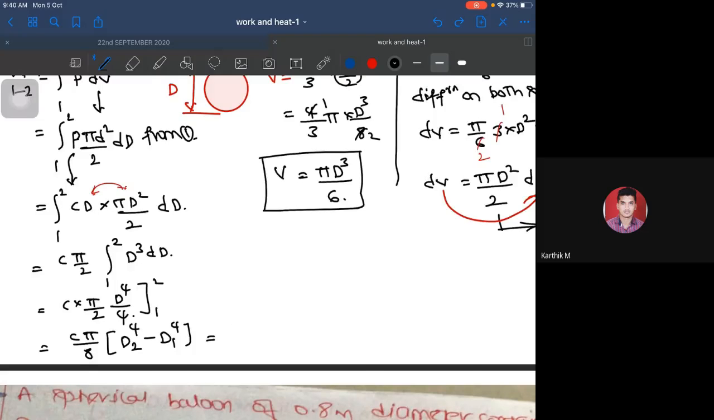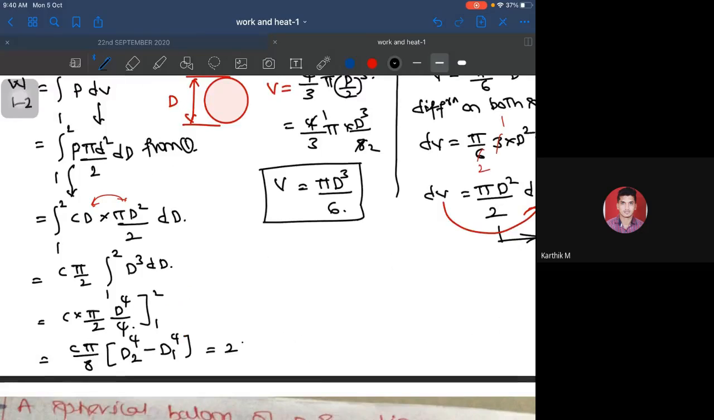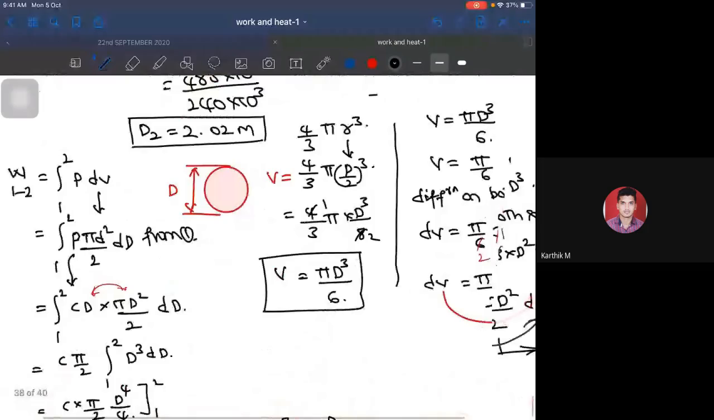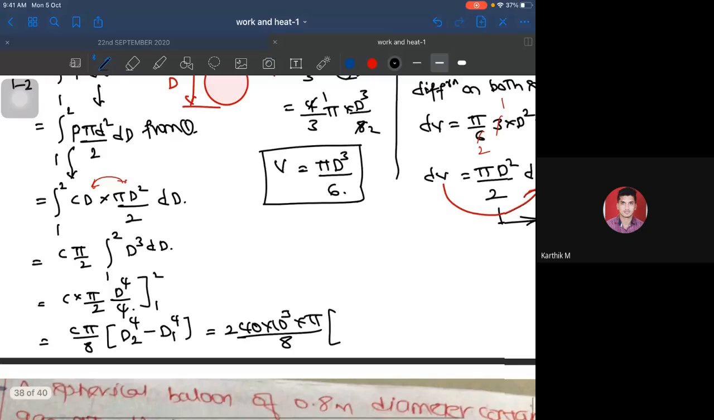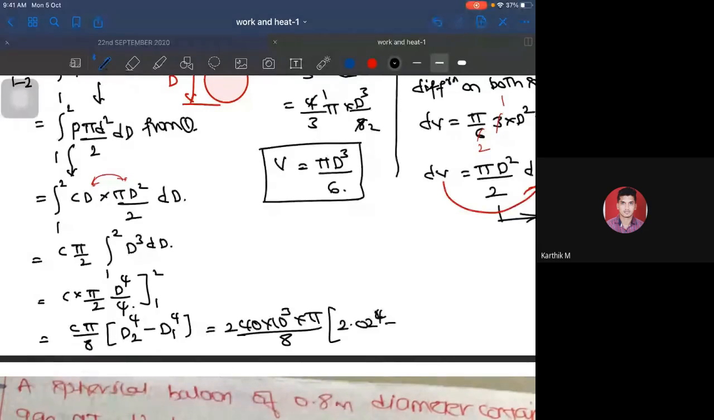So C value we already know, it is 240 into 10 to the power of 3 into pi by 8 into the value of d2, which is 2.02 something. So 2.02 whole to the power of 4 minus 1 to the power of 4. The value has already been calculated. What's the value?